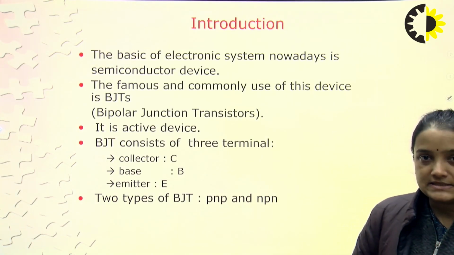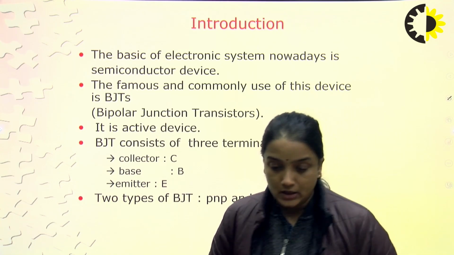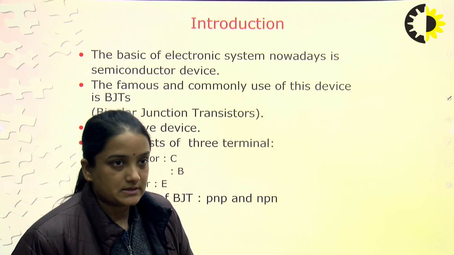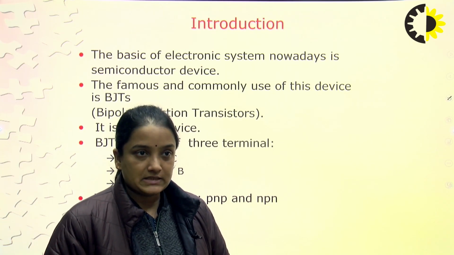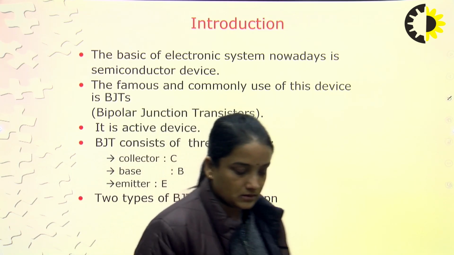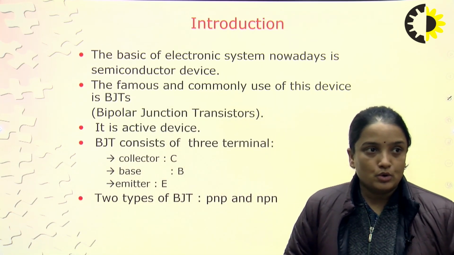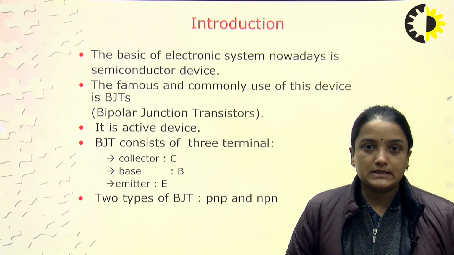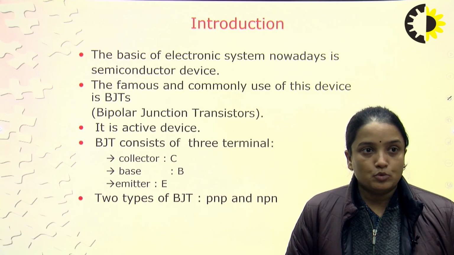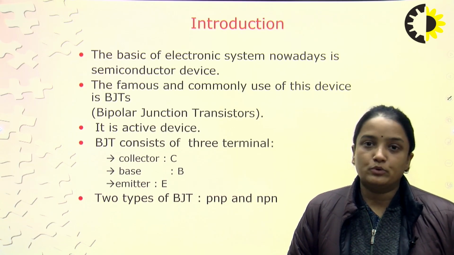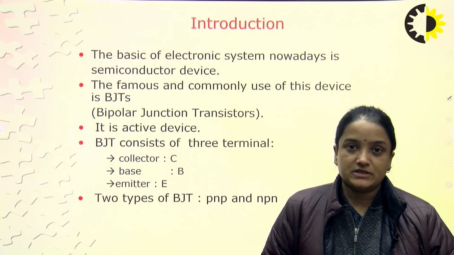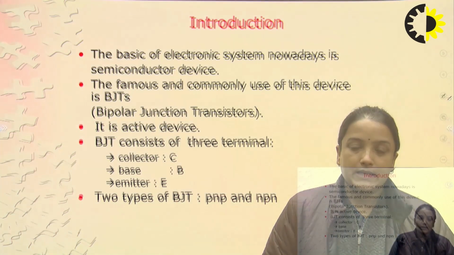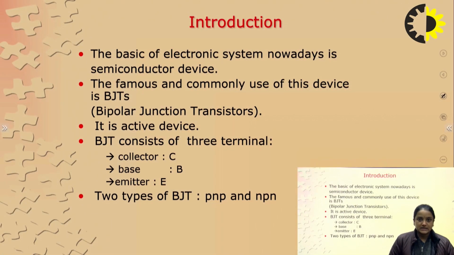So starting with the basic introduction of BJT, what is bipolar junction transistor and what is its significance, particularly in case of electronic devices, we will discuss in this basic introductory part. The basic of electronic system nowadays is a semiconductor device, and the most common device is the BJT, which is bipolar junction transistor, and it is an active device because its nature is particularly of providing the energy to the particular circuit. That's why it is considered an active device.